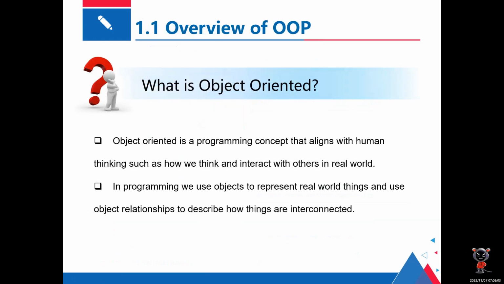So what is object-oriented programming? Object-oriented programming is a concept used in programming languages that aligns with human thinking, such as how we think and interact with others in the real world. So in programming languages, we use objects to represent the real world and then use object relationships to describe how these things behave or are interconnected.